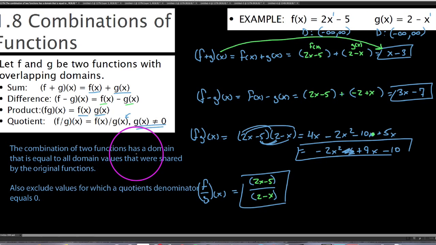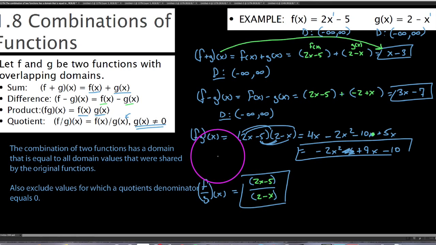So what I'm saying is the combination of these two functions, such as f plus g of x, its domain is going to be equal to the domains overlapping. And where do these two domains overlap? Well, they overlap all over each other, from negative infinity to infinity. And the same is true for this right here. The domain of this function is negative infinity to infinity. The domain of their product would be negative infinity to infinity.